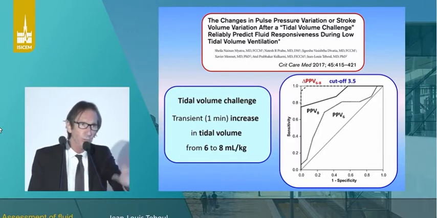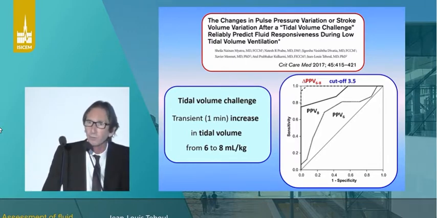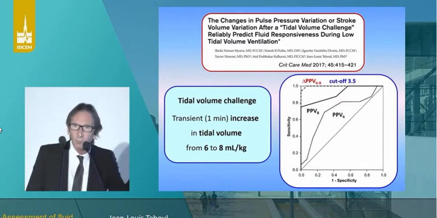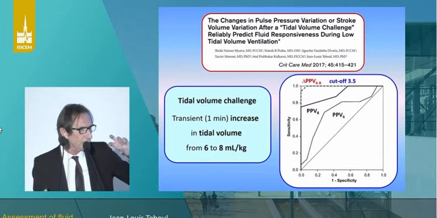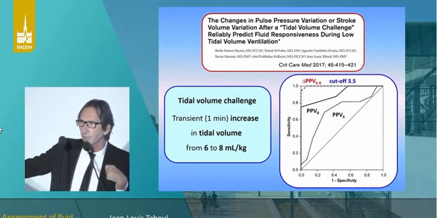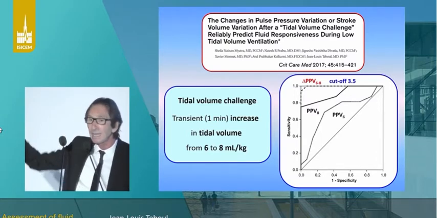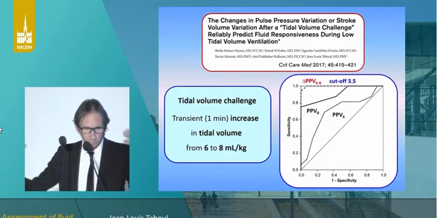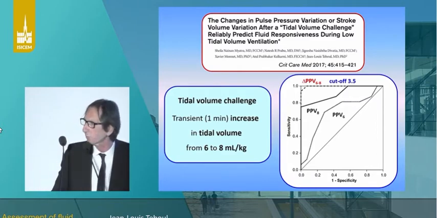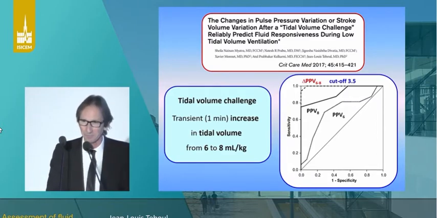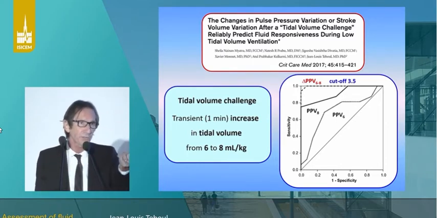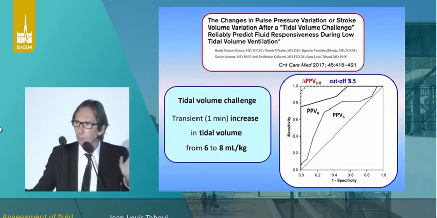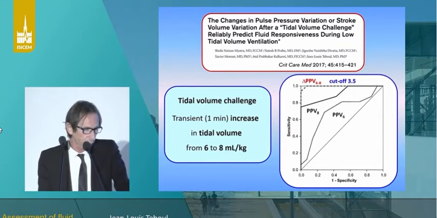In other words, if you have a pulse pressure variation value of 7%, while the patient is ventilated with a low tidal volume, you increase tidal volume, and now if the value is 11%, so 4% difference, you can predict that the patient would respond to fluid administration if you decide to give fluid. If PPV increases from 7% to 9%, you can refrain from giving fluid.